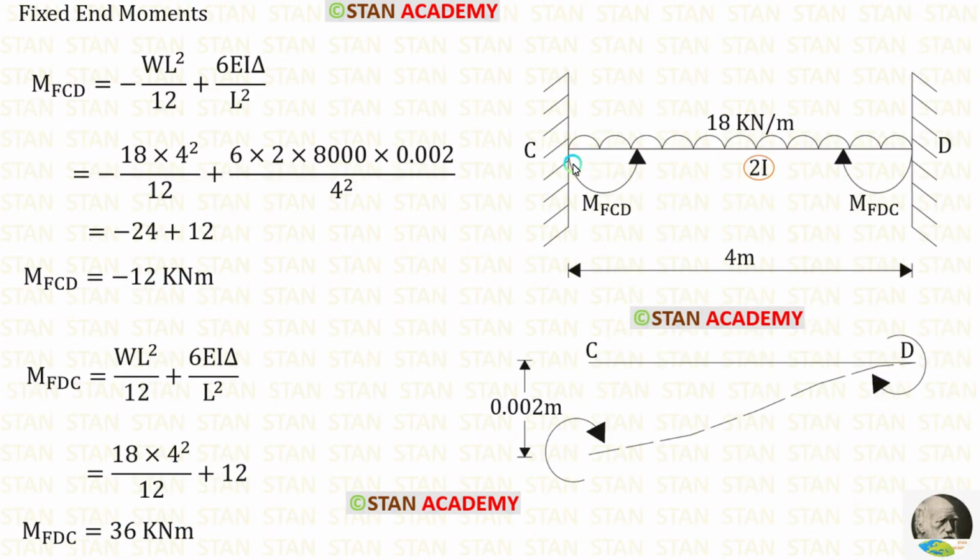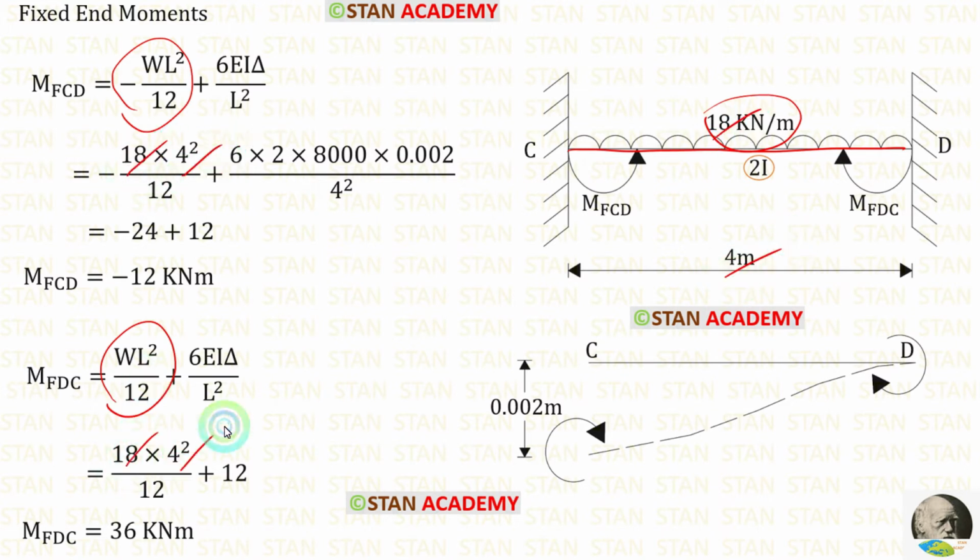Now, let us find the fixed end moments in the span CD. In the span CD, we have uniformly distributed load 18 kN per meter. The formulas to find the fixed end moments are minus WL square upon 12 and positive WL square upon 12. Here W is 18, L is 4.